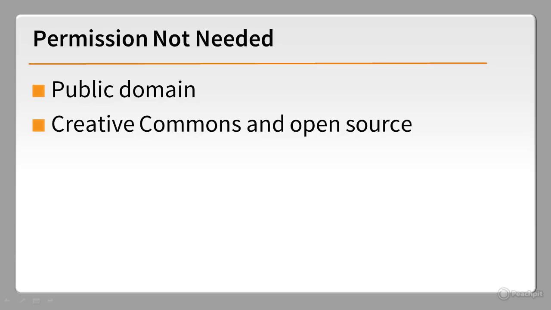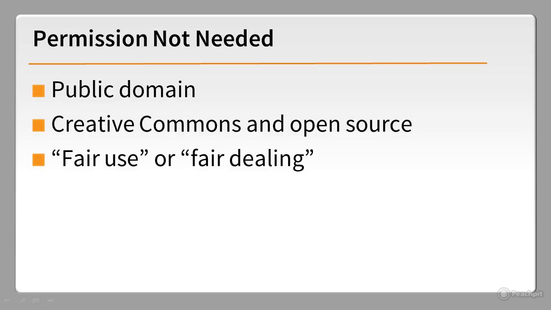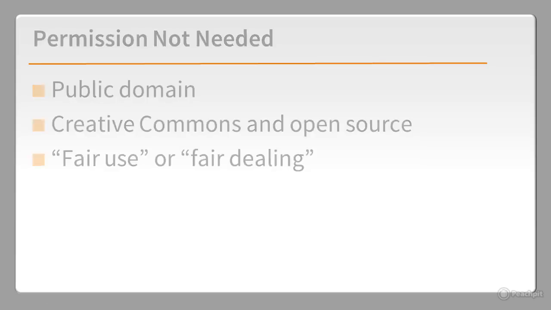Work released under Creative Commons and open source licenses can be copied or adapted, but usually under specific conditions, such as attributing the original creator or non-commercial use. You can sometimes quote a short extract of text or use a short clip of video for a review or contemporary news coverage under what's known as fair use or fair dealing, but the emphasis is on short.